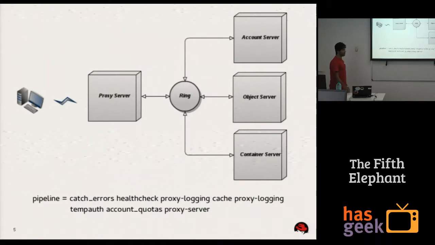So this is another way to look at it. When a client requests the proxy server to either fetch an object or store an object, the proxy server would look into this static data structure called the ring. I'll come back to it later. And the ring would fetch information appropriately from the account, object, or container server.